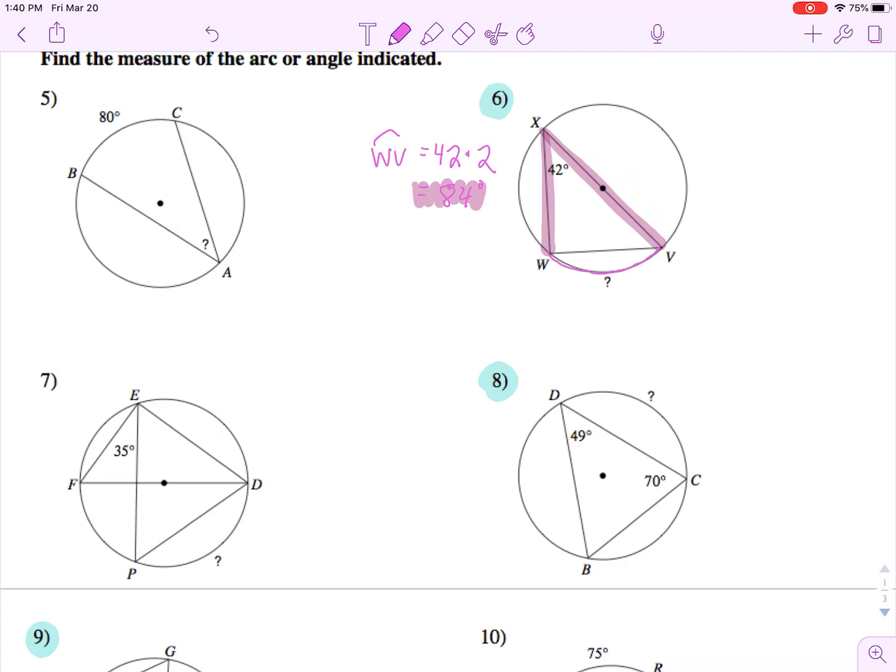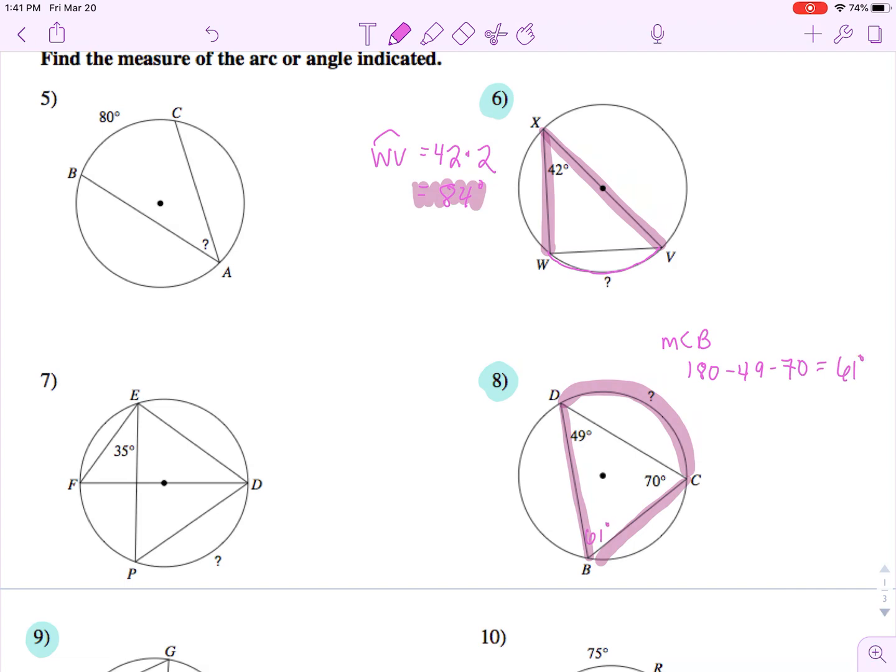All right, here we're looking at number 8. I see that I have a triangle and I want to find this arc. To find this arc, I like to look at what angle intercepts it, and I see that's angle B. So I need to find angle B. To do that, let's go ahead and use our triangle angle sum theorem. So we have 180, and if we subtract 49 and subtract 70, we're going to get the measure of angle B. When you do that, you're going to get 61 degrees.